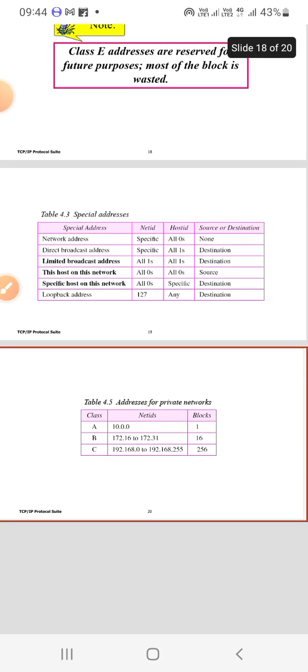The Internet Assigned Numbers Authority, IANA, is authorized for giving IP addresses.